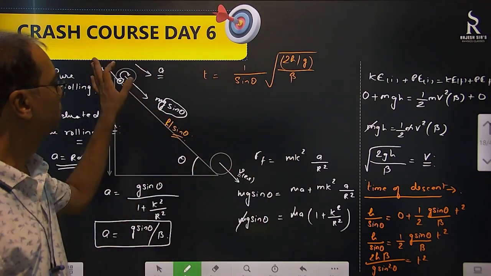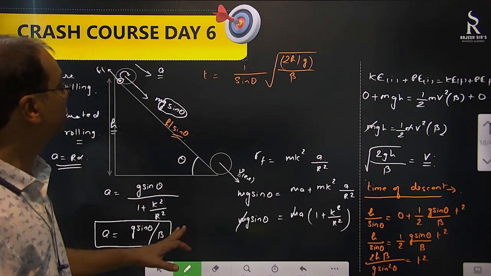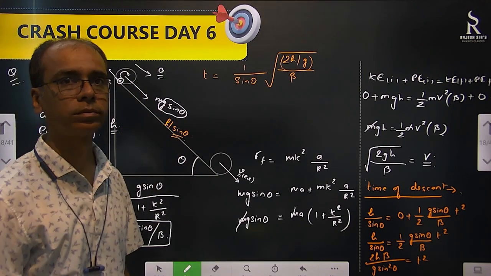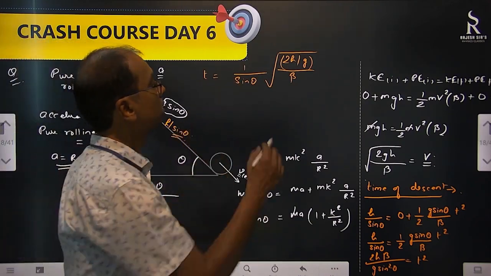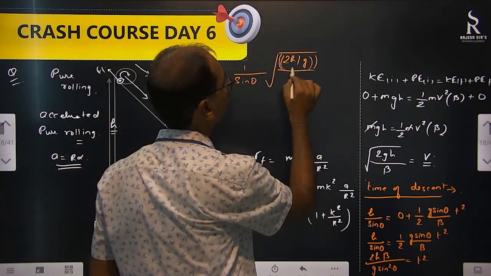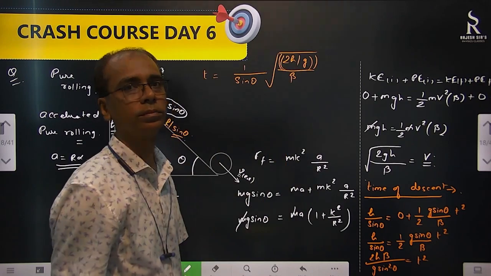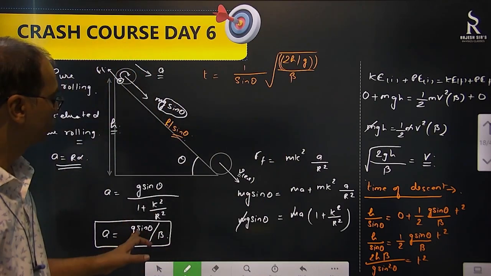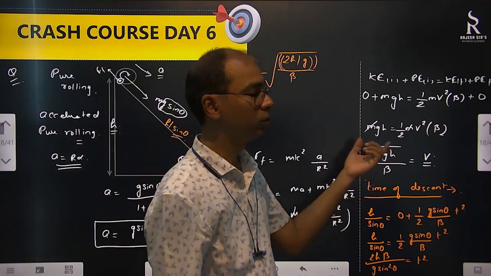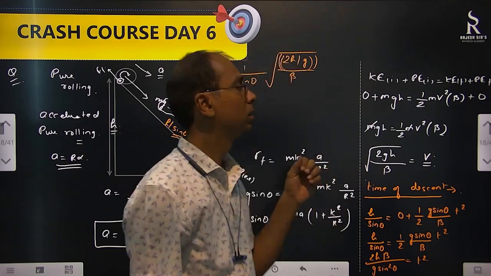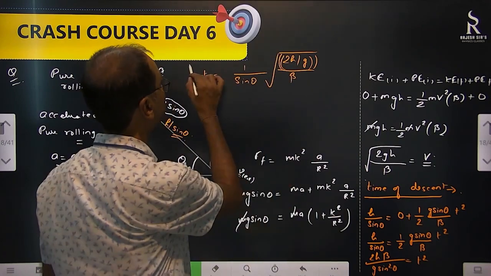Normally, time of descent is root 2h by g. Correct or not? But here h is h by sin theta, so sin theta is here. Normally in translation, the time of descent is root 2h by g, so here it is root 2h by g by beta. Acceleration also, whatever the translatory acceleration, is divided by beta. Velocity, whatever root 2gh we used to have, is now root 2gh by beta. Time, root 2h by g, becomes root 2h by g by beta. So everywhere this beta is coming.